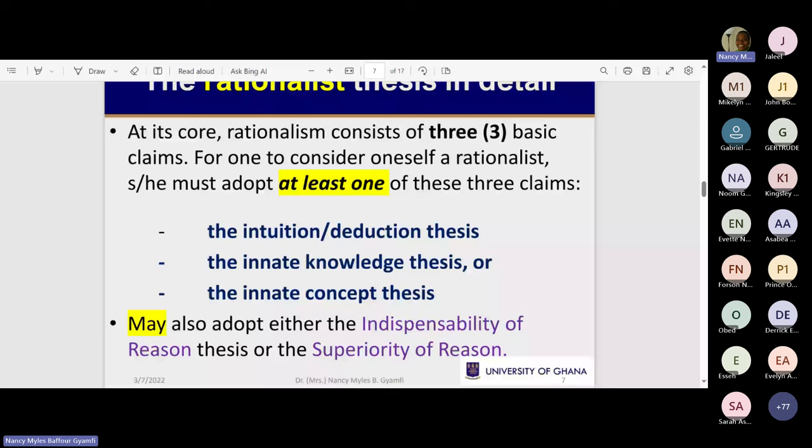So not just knowledge. The third one is innate concept. Some don't claim it is knowledge. They don't talk about knowledge. Knowledge is a corpus, statements of claim that can be true or false. Concepts are terms. So the concept of beauty, the concept of justice, the concept of right, what is right, what is wrong, free will, etc., are what you call innate concept, terms and terminology.